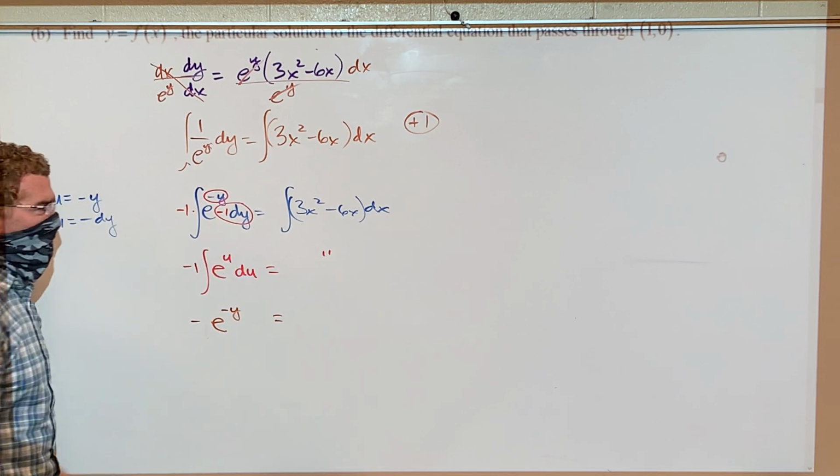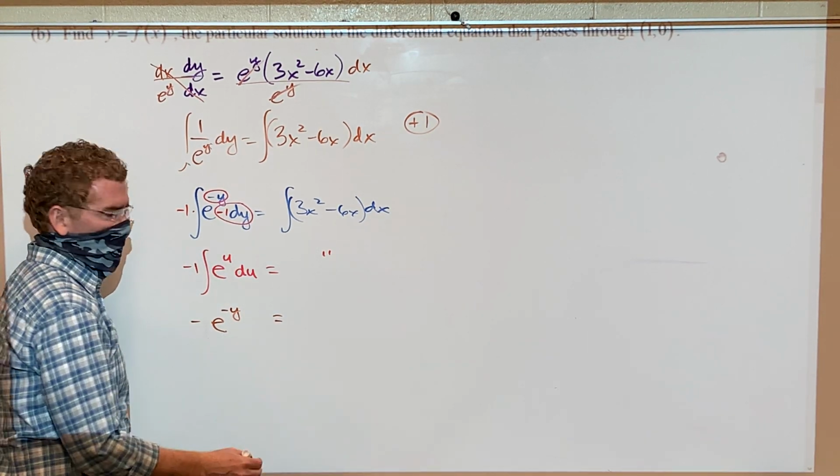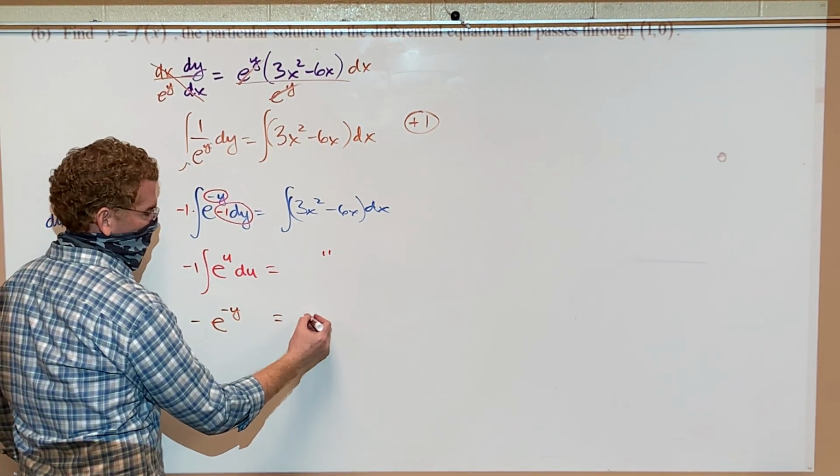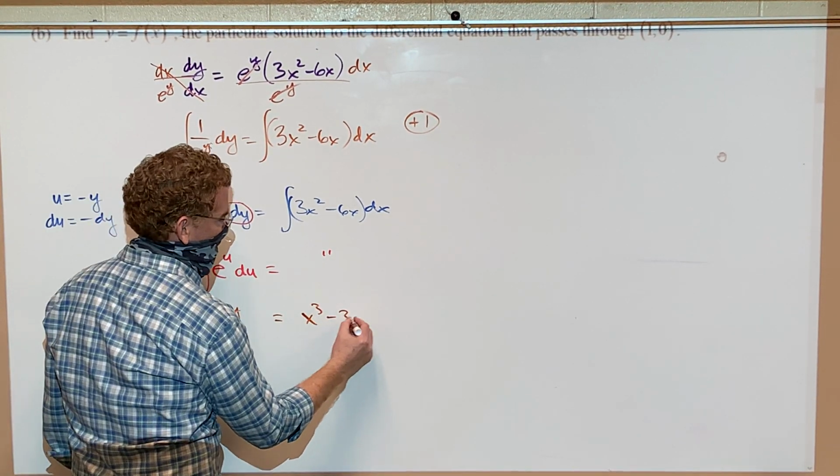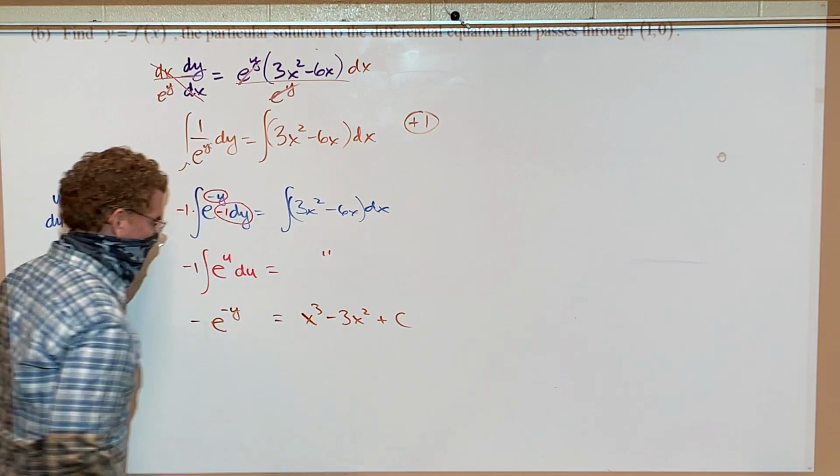And then over here, what's the integral of 3x squared? X cubed minus 3x. That's right. 3x cubed over 3 is x cubed. And minus 6x squared over 2 is minus 3x squared. Don't forget the c.